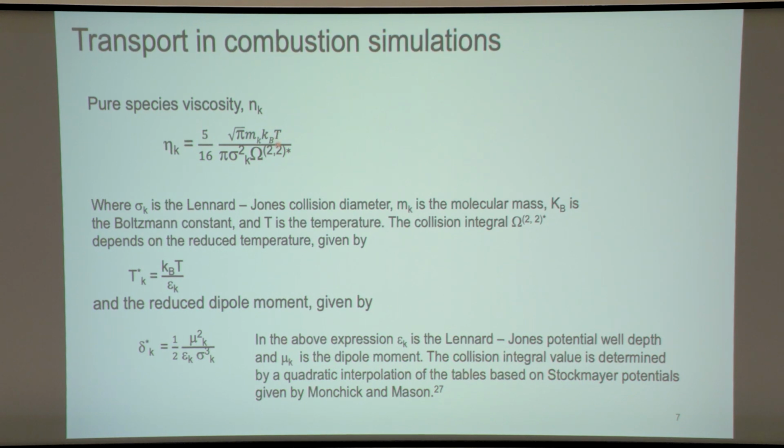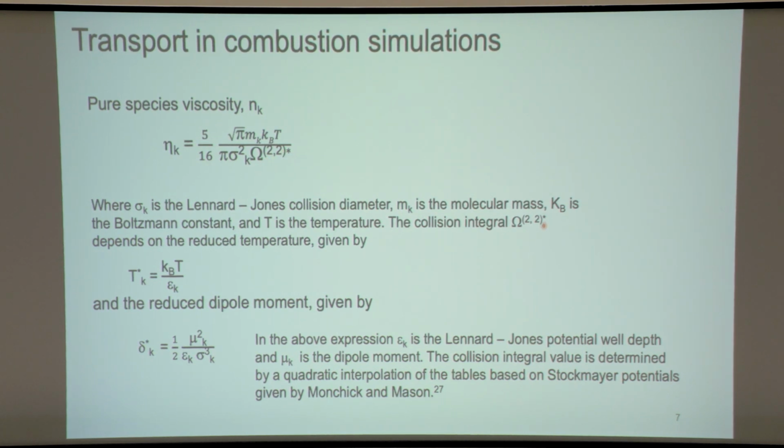Kb is the Boltzmann constant, and then there's temperature. Sigma is the collision diameter. Collision diameter is a function of the molecular structure, and we'll show how we can get that. And then something we call a collision integral. The collision integral in this case is sigma 22 star.